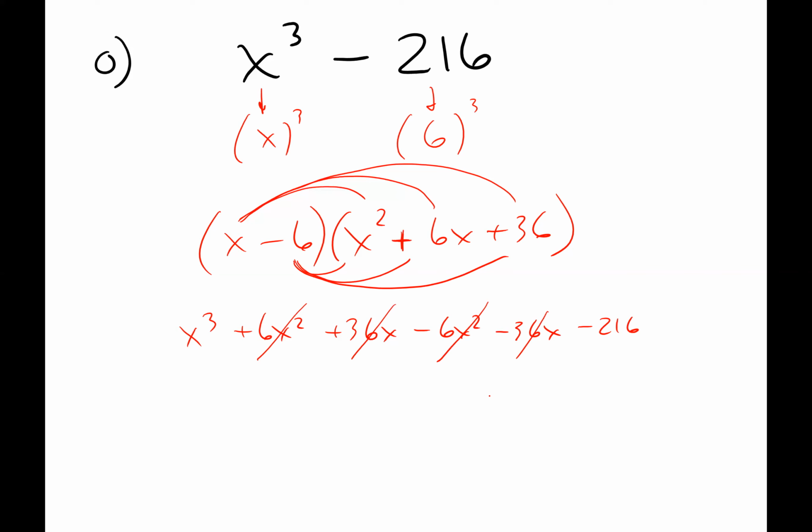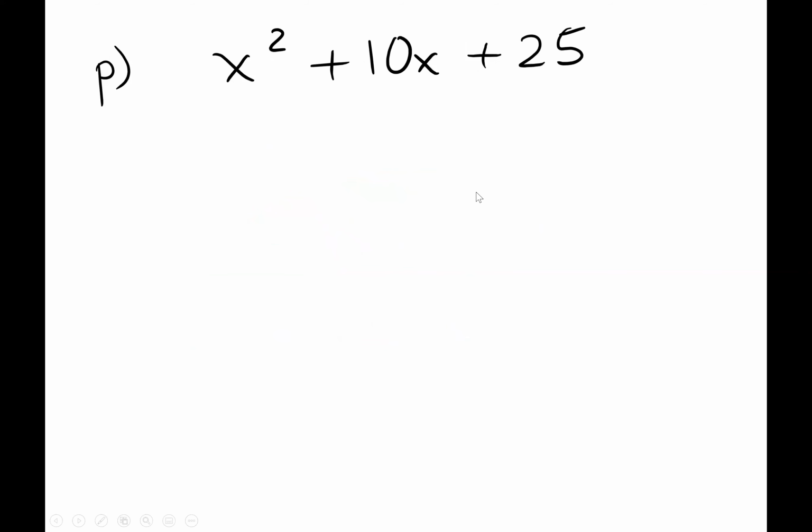So that's why the sum of two cubes and the difference of two cubes work, because these two guys are opposites of each other, and the numbers will always cancel. All those middle numbers cancel. Okay, let's jump to this one.